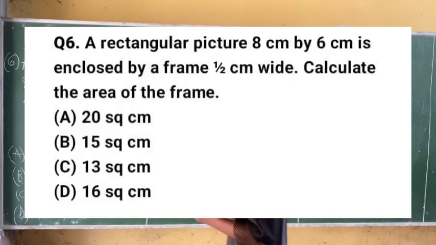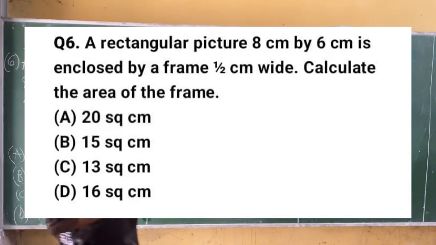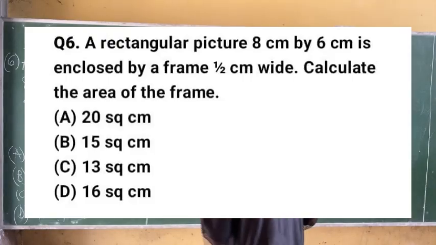Option A, we have 20 square cm. Option B, we have 15 square cm. Option C, we have 13 square cm. And option D, we have 16 square cm. So let's solve this question together.